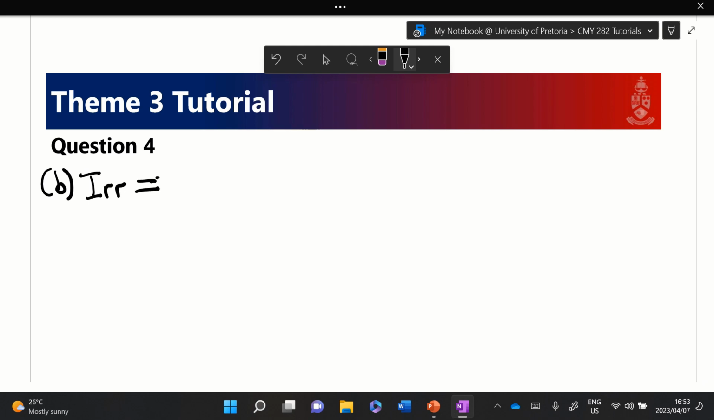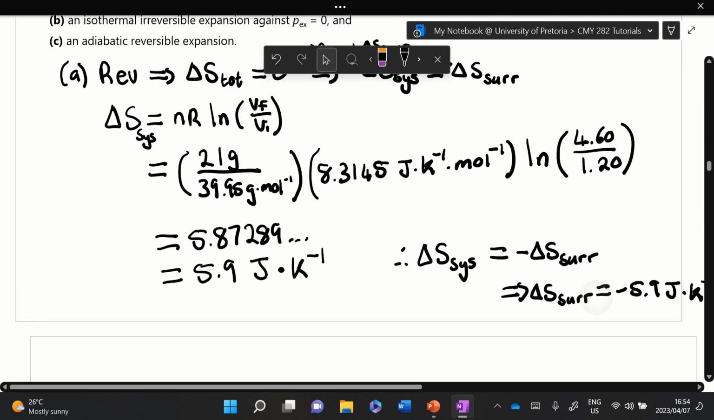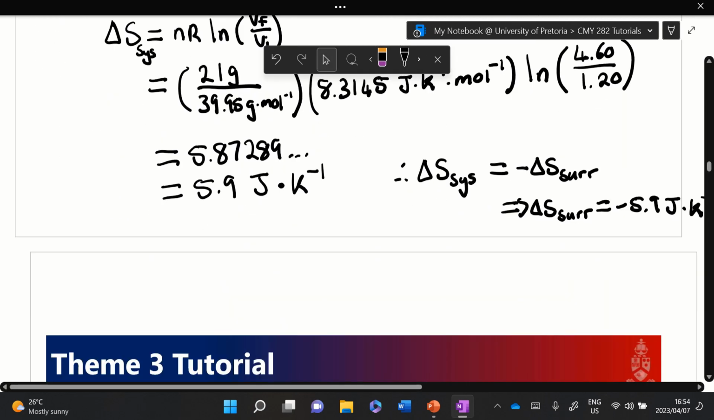So an irreversible process implies that delta S total must be larger than 0, right? So in other words, now we can't use the argument anymore that delta S system is equal to minus delta S surroundings. That is not an argument that is valid here.